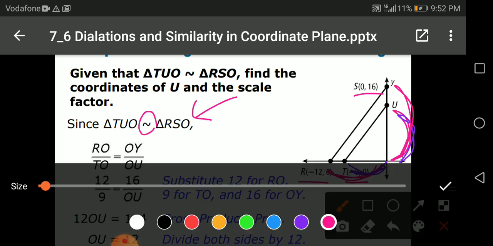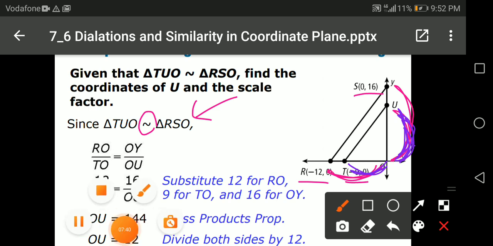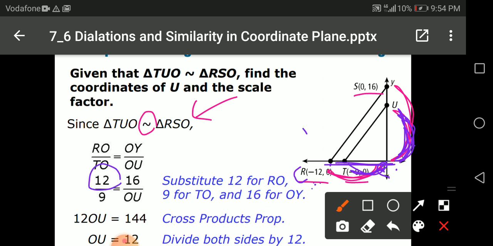Is it clear like this? I will make it more clear. As you see, I have RO here. Can you see it from my drawing? RO, this distance, we have it here as negative 12, but I will write it as 12, as this is a distance. So it's now 12.